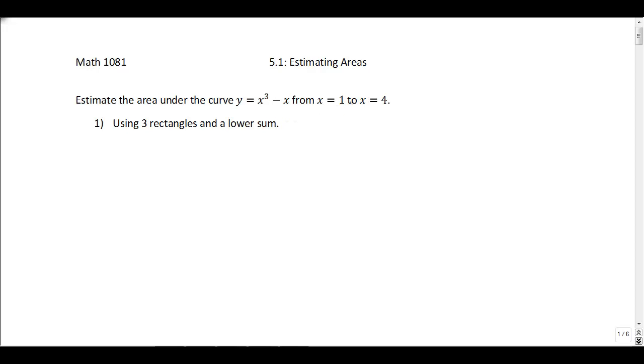And number one, it's actually the only problem we're going to do. We're going to do this in, I think, a whole bunch of different ways, different numbers of rectangles. We're going to do upper sums, lower sums, midpoint rule here. So first one, we want to use 3 rectangles and a lower sum.